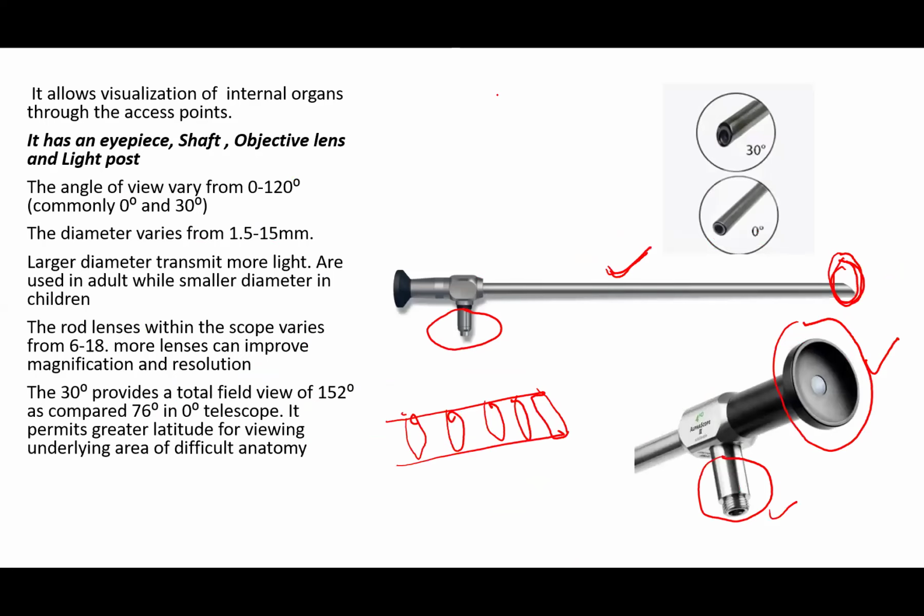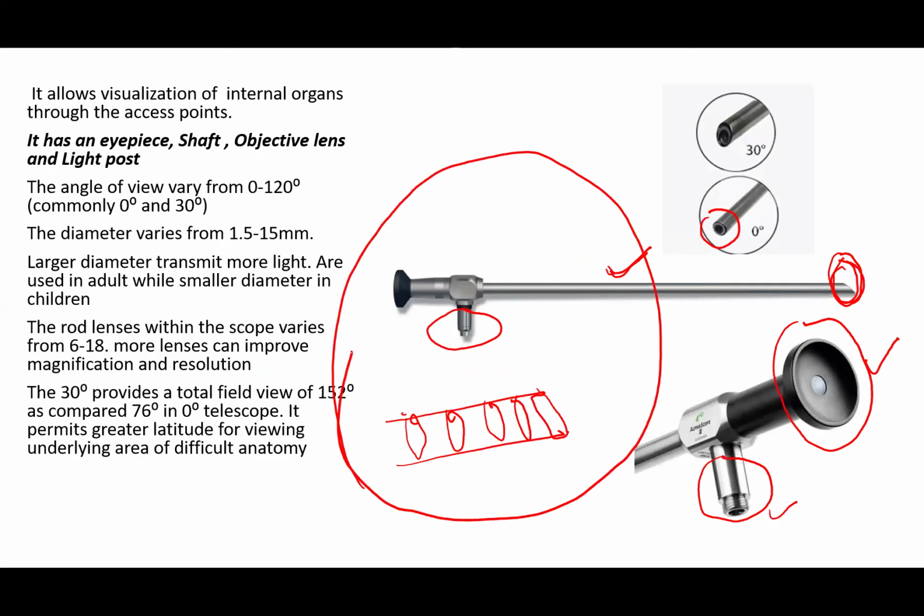Now, if you look at the 0-degree telescope, it will just give you a flat view, as if you are viewing the target site from the top. Okay, so it's very easy to understand what you are seeing. But the 30-degree goes into curves and sees angles beneath a structure. So if you are not conversant with the anatomy, it causes a little confusion.